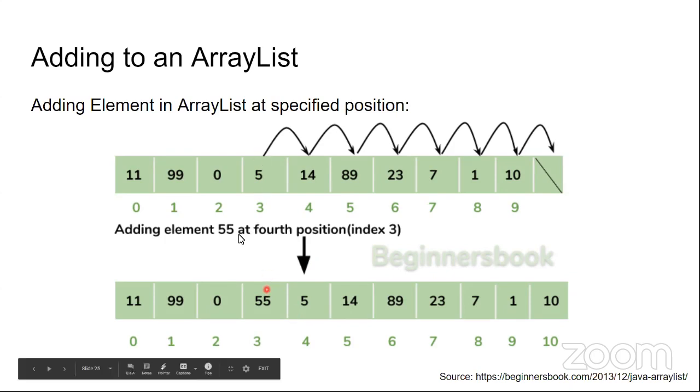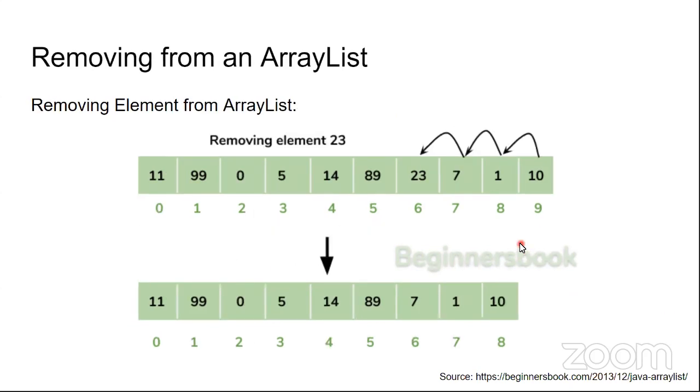You can see 55 was added here. The rest is shifted down. So the same logic applies to removing. If you want to remove 23, it removes it, and the rest of the elements after that will be shifted 1 to the left, so there are no holes in the array.